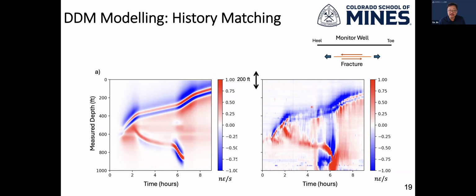Excellent question. We actually did that, especially when we were doing the history matching of this particular event. You can see that we also tried to match the magnitude as well. In this case, I remember we got about a 1 to 2 millimeter deformation over this particular time, over these 9 hours.